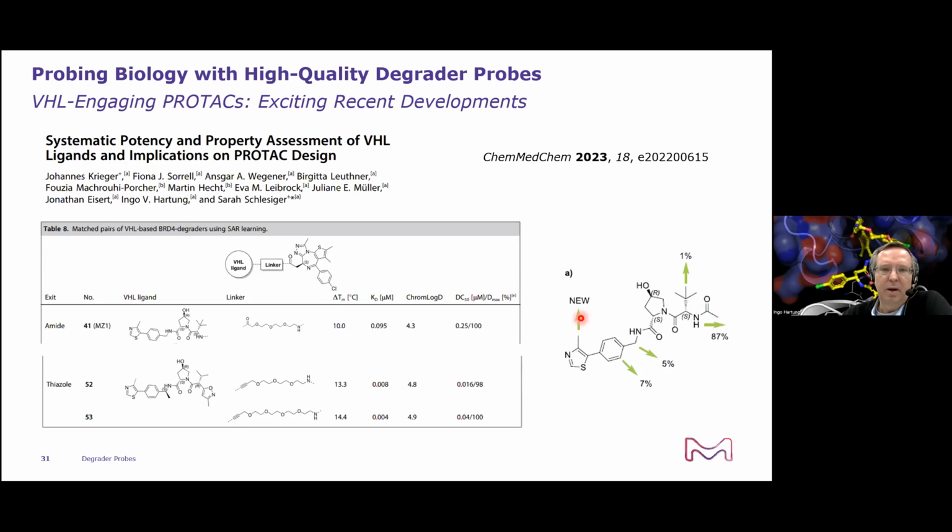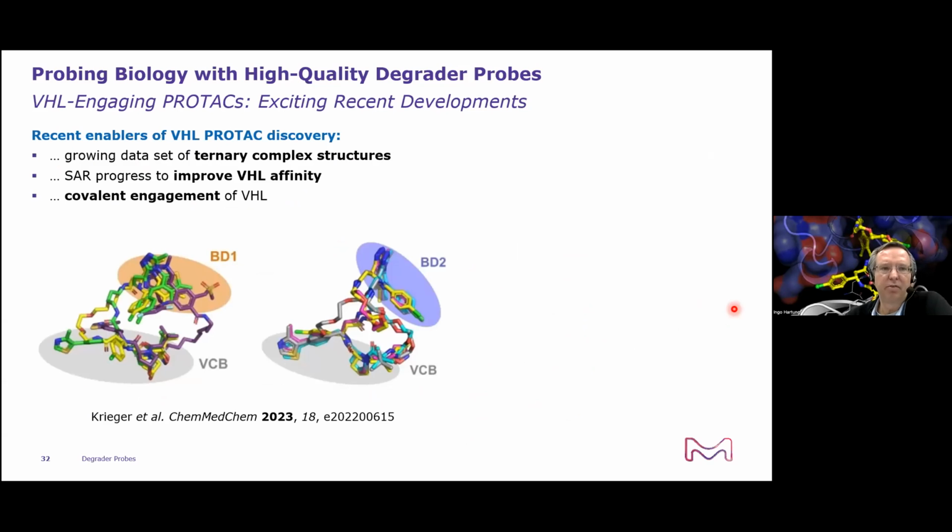So what we did, and we published this not too long ago, a study led by Johannes Krieger and Sarah Schlesinger, is that you can actually even use the thiazole over here as an exit for generating PROTACs from VHL. And we generated BRD4 PROTACs, which are highly potent and complete degraders of BRD4, which I think emphasizes again the versatility of the system. It's a great system to do structure-based design. There are lots of ternary complexes in the public domain, and we added also a few. It seems that the induced protein-protein interaction is really specific. So you can have very different linker constructs.